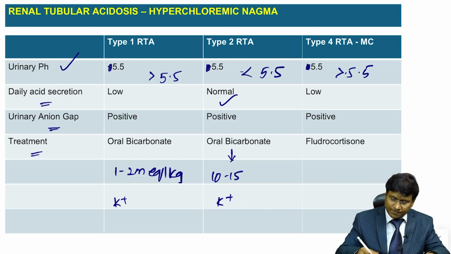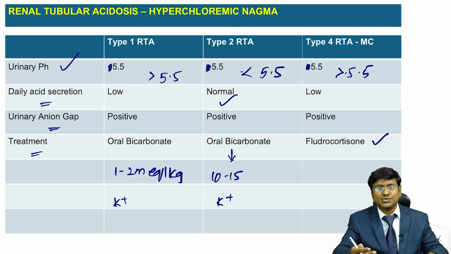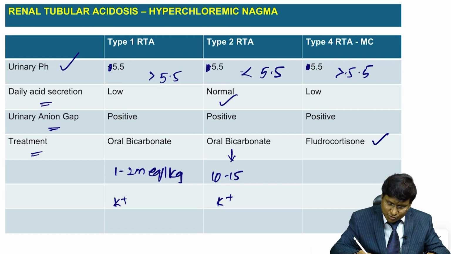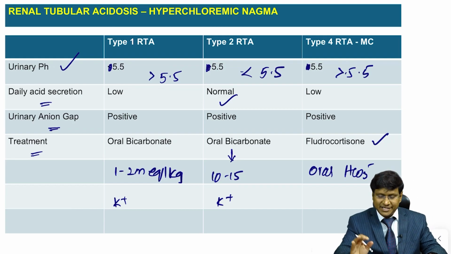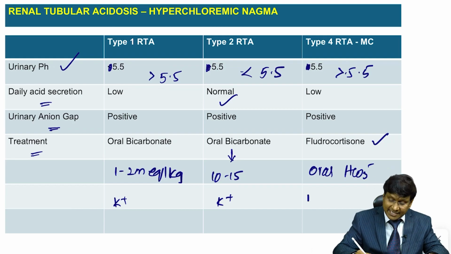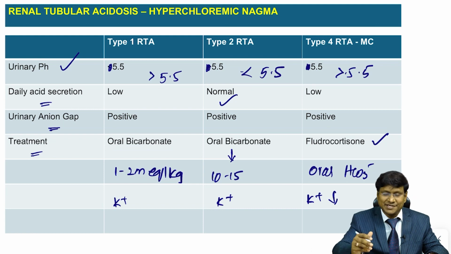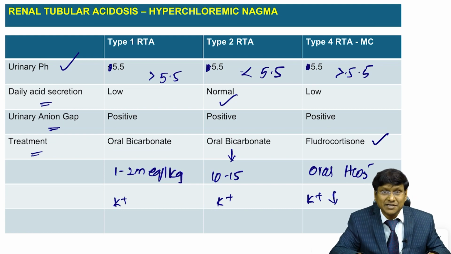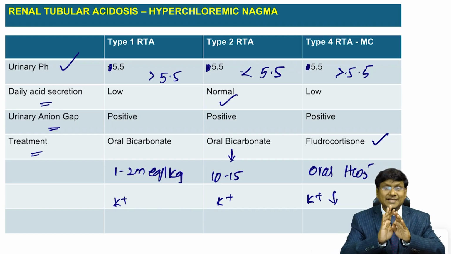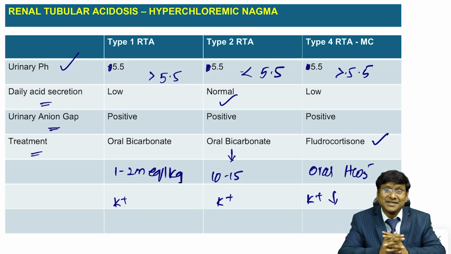Whereas in type 4, the drug of choice will be fludrocortisone, which acts as an aldosterone analog, but these patients will also require oral bicarbonate in a low dose, around 1 to 2 milliequivalents per kg. And the diet you should give is a potassium restricted diet in patients with type 4 renal tubular acidosis because there is hyperkalemia. So this is the quick revision related to renal tubular acidosis. Thank you very much.